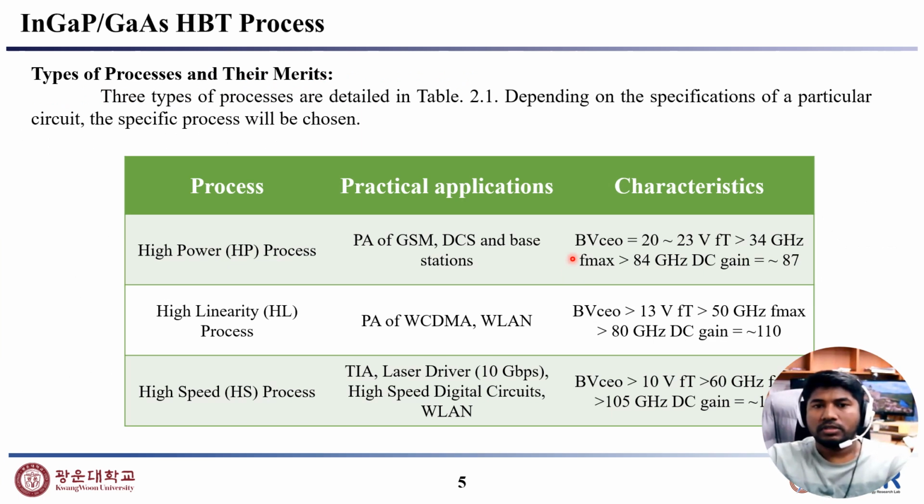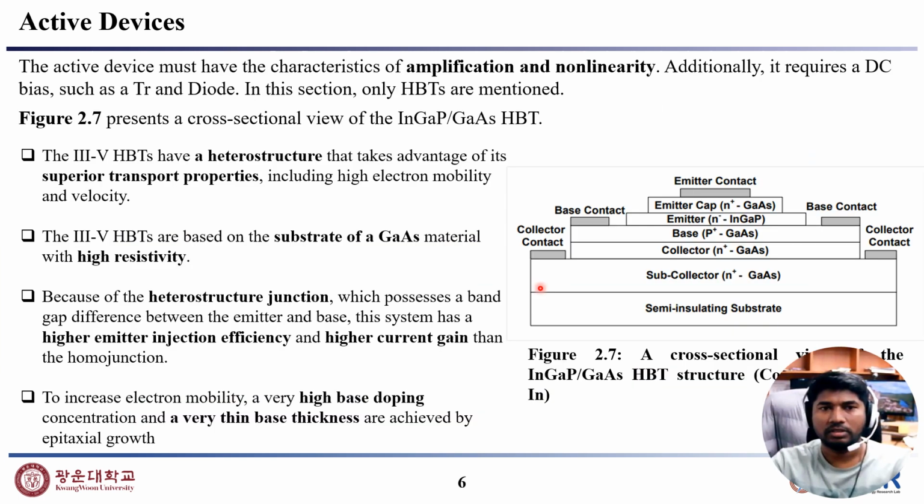Types of process and their merits. Three types of process are involved in this process. One is the high power process, secondly the high linearity process, and thirdly the high speed process. And all are practical applications and characterized as tabulated here. You can see from this table.